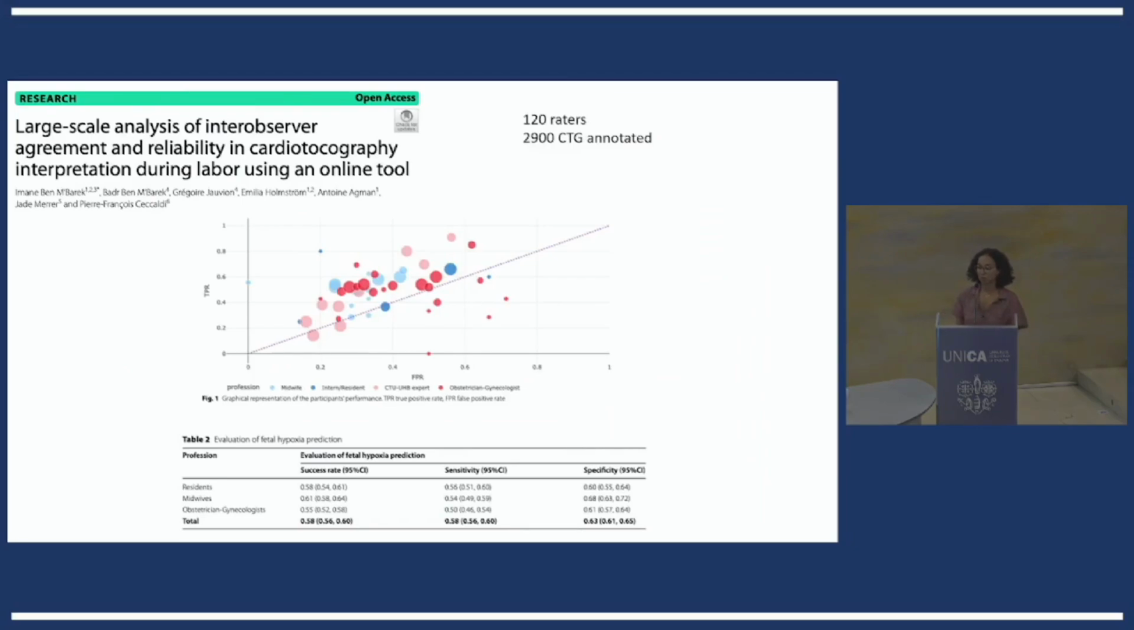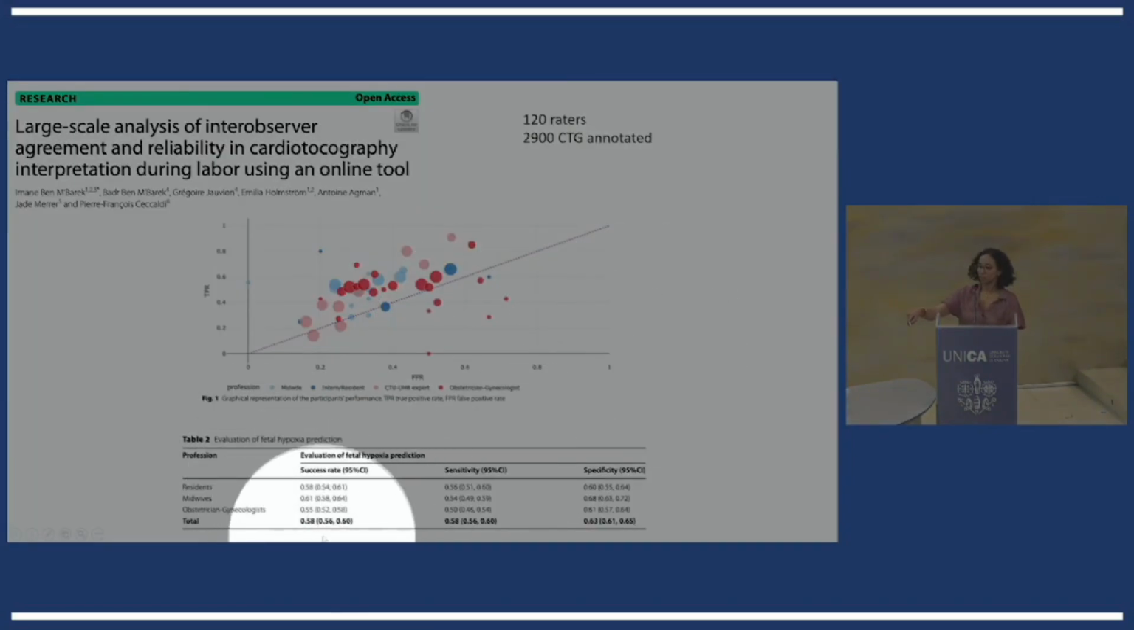We had this first publication. We only asked people to annotate, but without computerized CTGs. And we have a success rate. Sorry, I can't. Is it focused? No. Oh, the success rate, the global success rate in this cohort was around 60%. And the sensitivity was also around these same values.